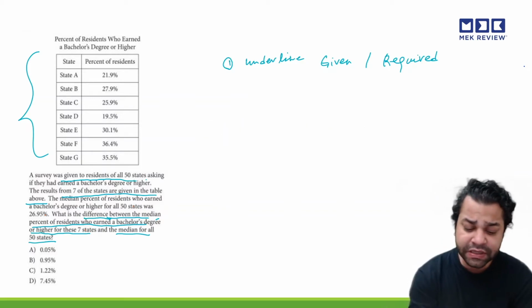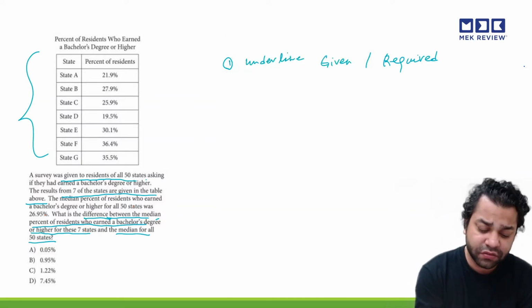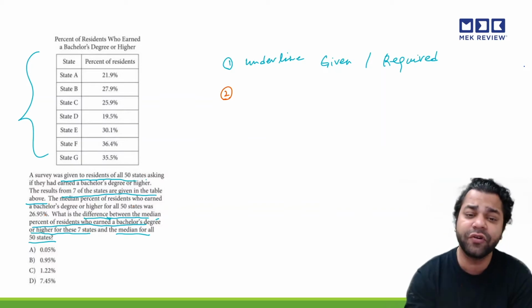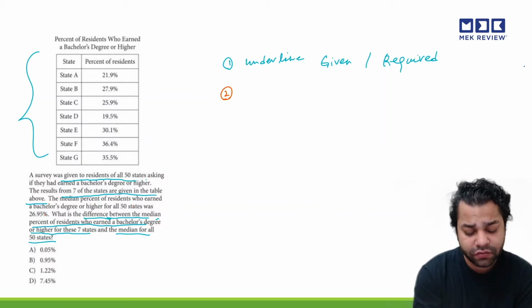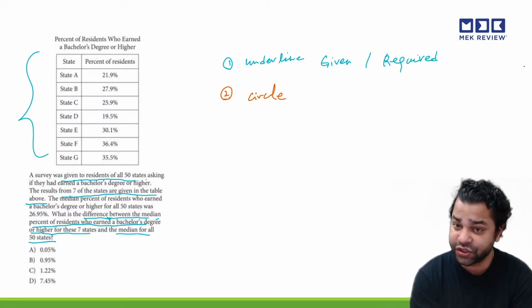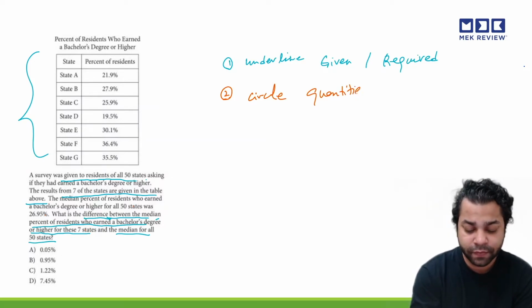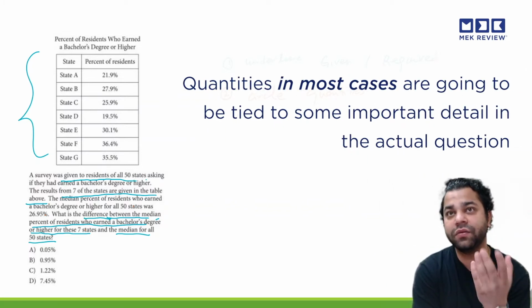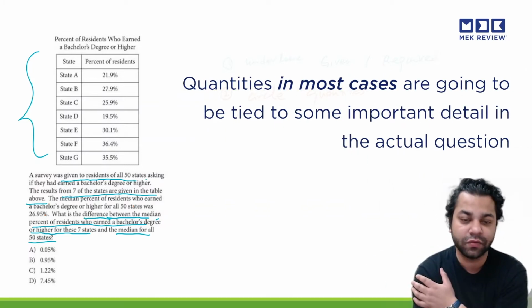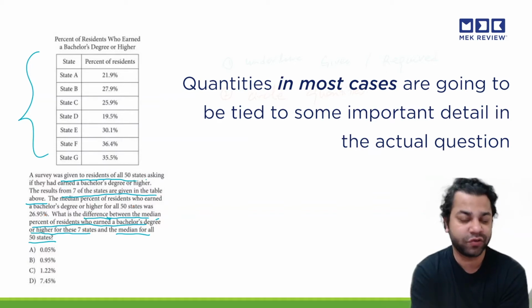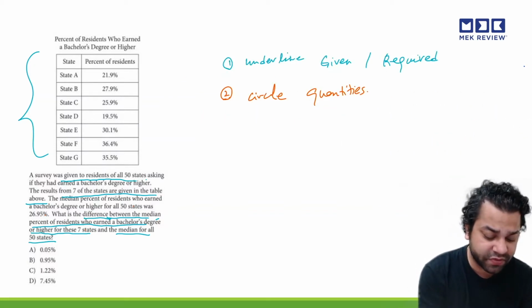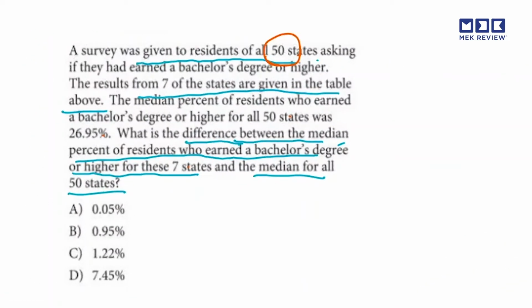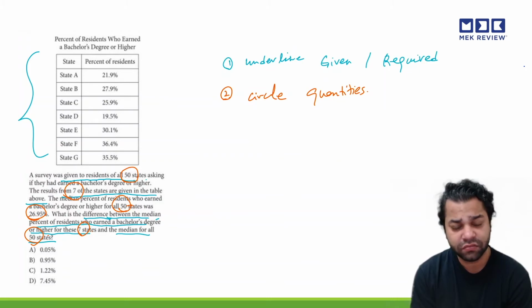Now, the second thing, which is going to complement the first thing that we do, is circle. Let's differentiate our annotation. Circle quantities. Quantities are, in most cases, going to be tied to some important detail in the actual question. So in this case, I'm going to circle 50 states and then results from 7 of the states. Then we have 50 again, and then we have this, and then we have this. Each of these, more often than not, is going to be tied to an important detail.